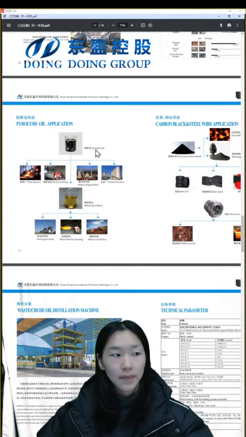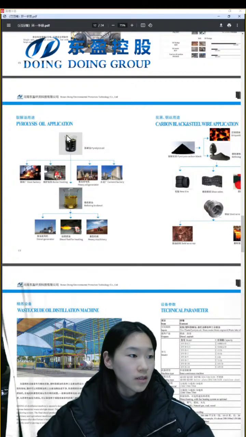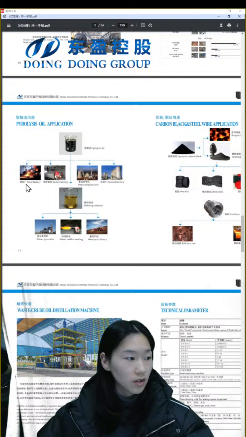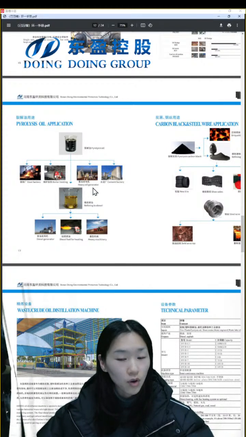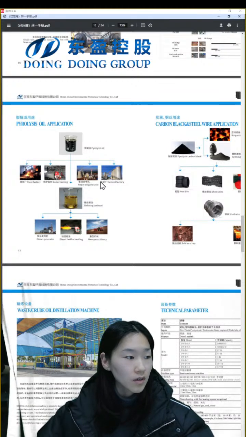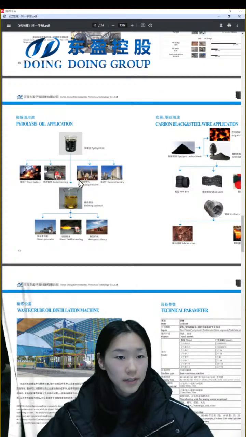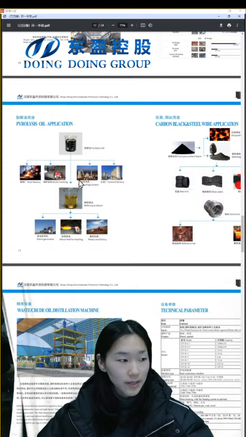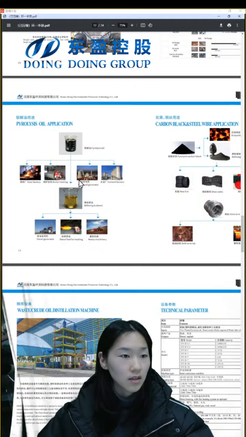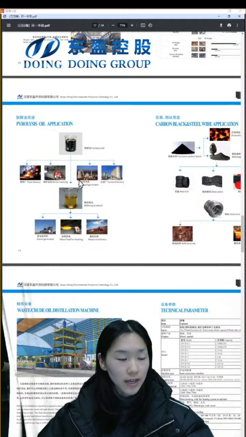First one is pyrolysis oil. Pyrolysis oil can be used for steel factories, boiler heating, heavy oil generators, and cement factories. So if there are many steel factories in your local area, you can negotiate the sale price with them, and sell your pyrolysis oil there.